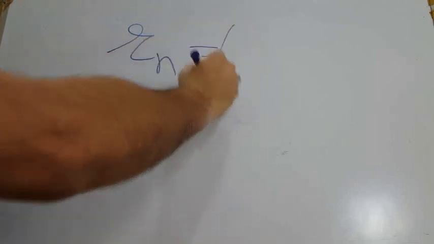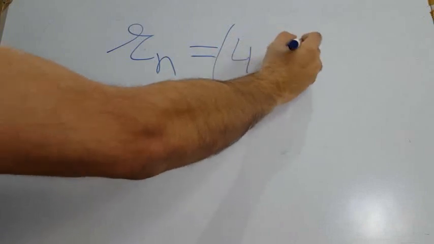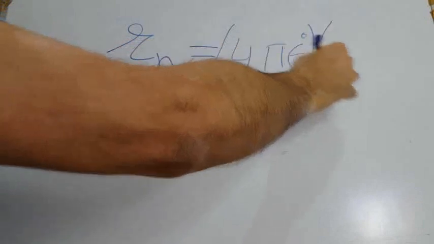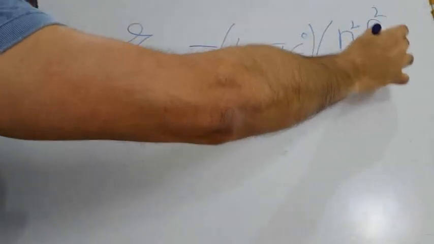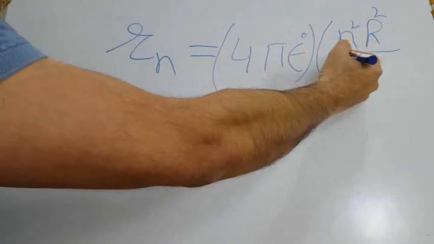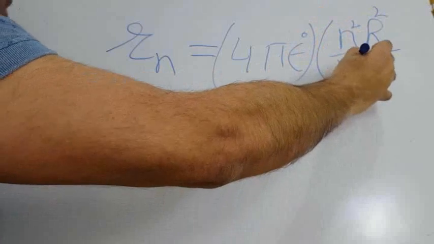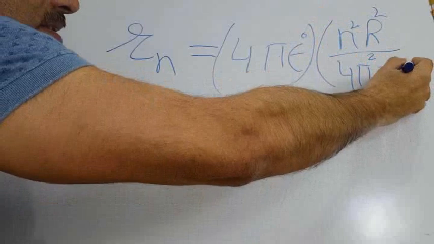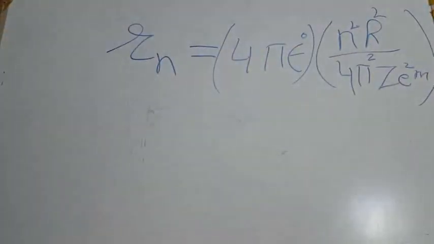Rn, he calculated, is 4 pi epsilon 0 n square h square upon 4 pi square z e square m. This was the equation he derived.